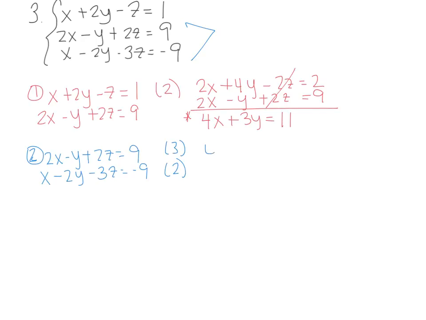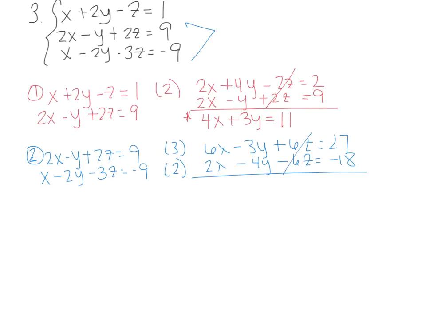So that's going to give me 6x minus 3y plus 6z equals 27. Then I have 2x minus 4y minus 6z equals negative 18.